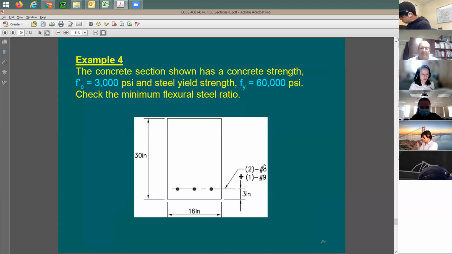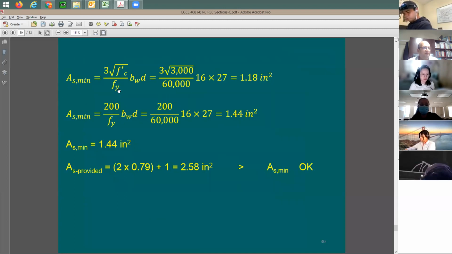So what we have done in this example last time, we checked the AS minimum based on 3,000 psi concrete, 60,000 yield strength, 16 inch for the width, 27 inches for the effective depth. And with that, we needed 1.18 square inches of reinforcing in tension. We did the second equation, 200 divided by 60,000 for F sub y. The width is 16 and the depth again is 27. Now I need 1.44. When I have two minimums, I'm going to take the larger of the two, which is 1.44. So the minimum needed by code is 1.44.